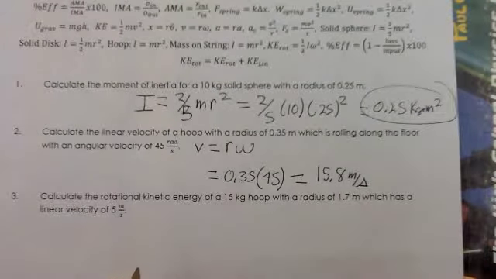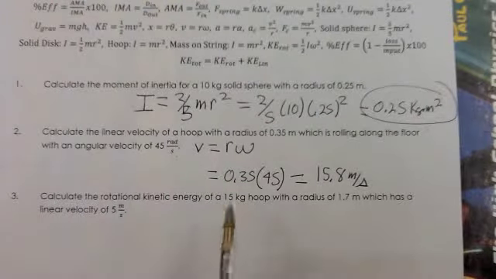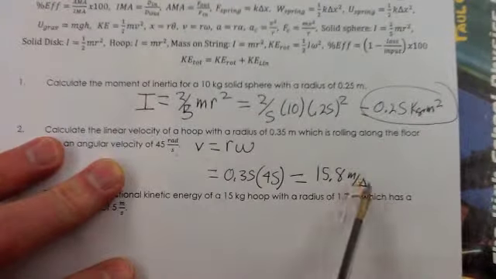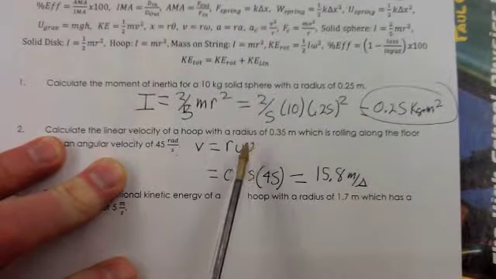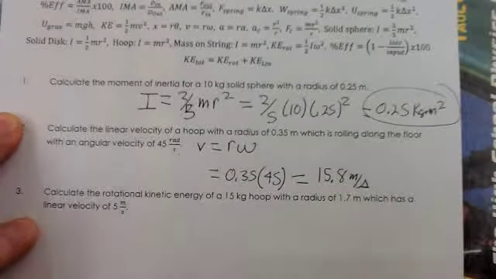Radians are considered a unitless unit. I don't know how much sense that makes, but when you multiply this, you're going to get meters per second. The radians you don't have to worry about canceling. It's all part of the formula. And that's how you do problem number 2.